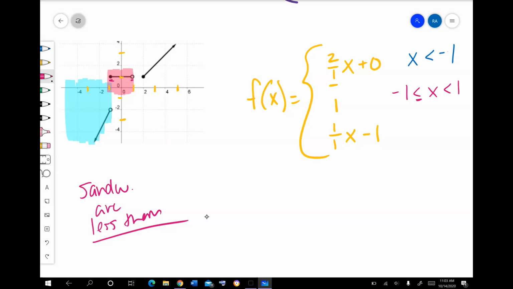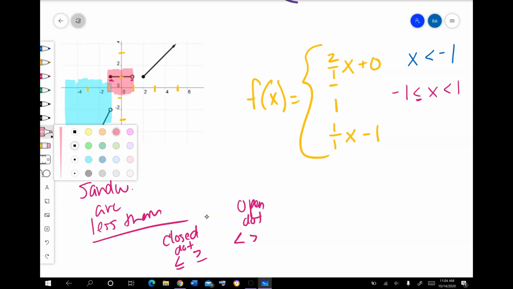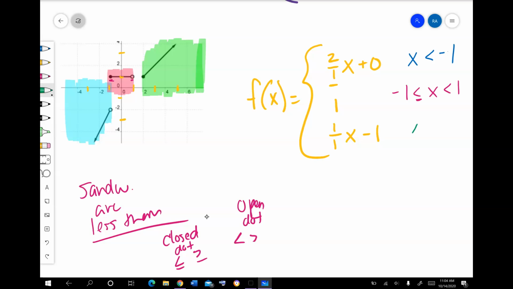Okay? So an open dot is just less than or greater than. A closed dot is going to be your less than or equal to or greater than or equal to. Okay? All right, so now let's do the last section. The last section skips over, and it starts at 2, and what's happening to my x's? They're getting bigger. So my x's are getting bigger than 2.